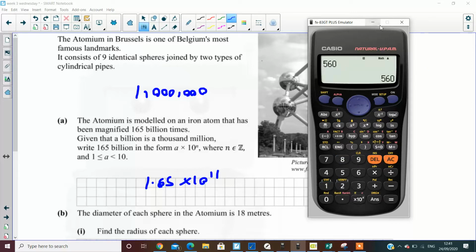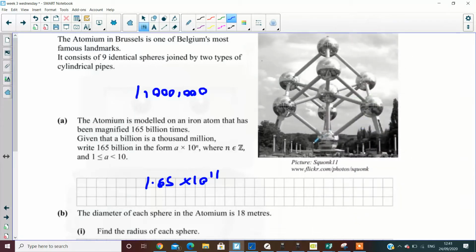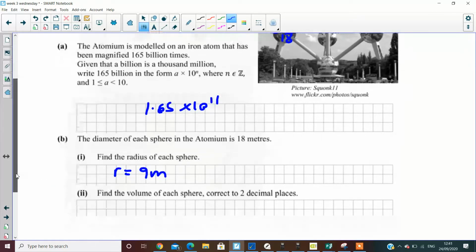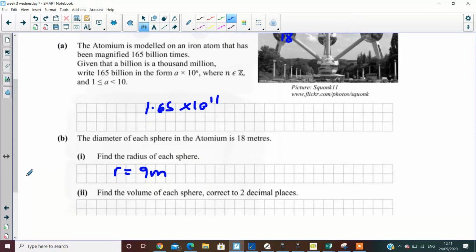All right, now we're actually going to get to the actual area and volume part of this question. So each sphere you see there has a diameter of 18. This means they have a radius of 9. That went for 5 marks, turning the diameter into a radius. Find the volume of each sphere correct to 2 decimal places. That's also a gimme. So what are we going to change it to?